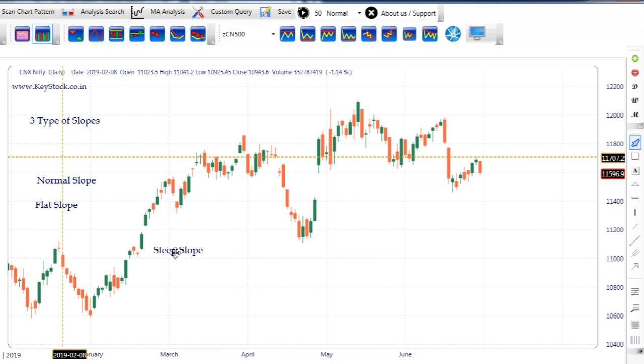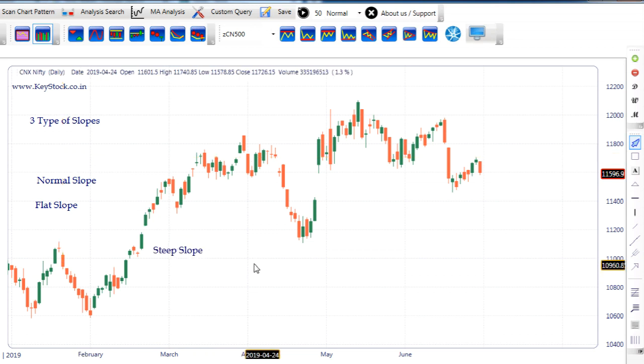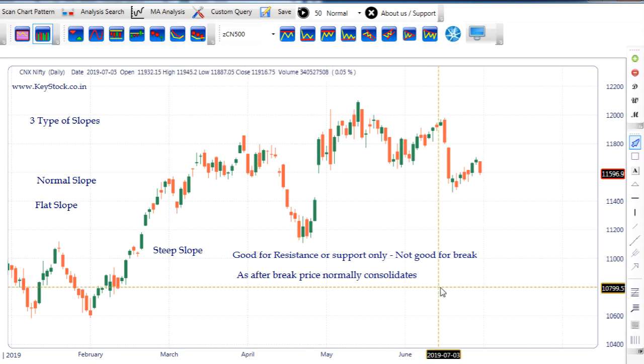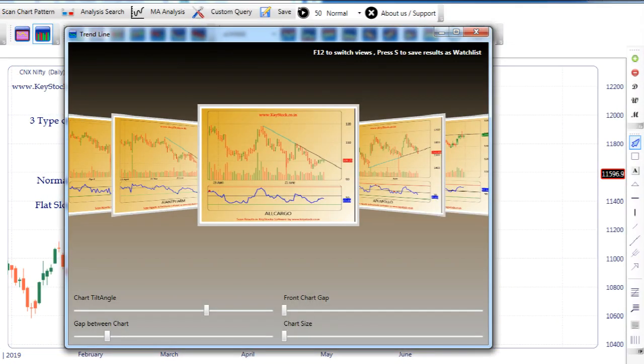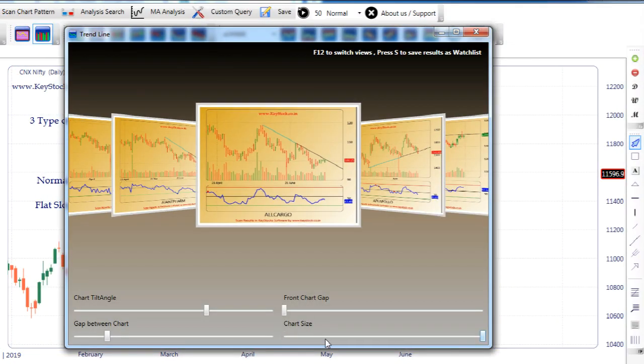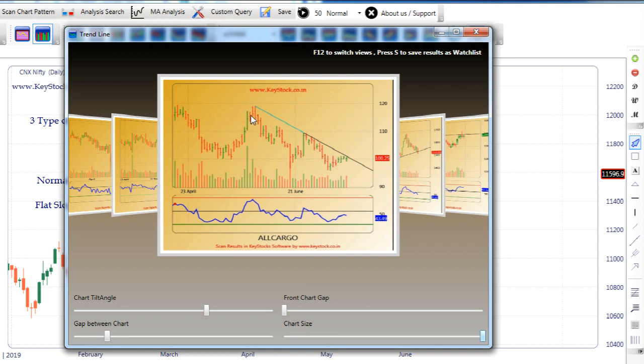Let us understand one by one. Steep slopes are good only for support or resistance when the price touches them. Like in this chart, the price is taking resistance on this trend line. Even if it breaks, we should avoid trading it, because what normally happens after the breaking of a steep trend line is that the price just consolidates. It doesn't go above.